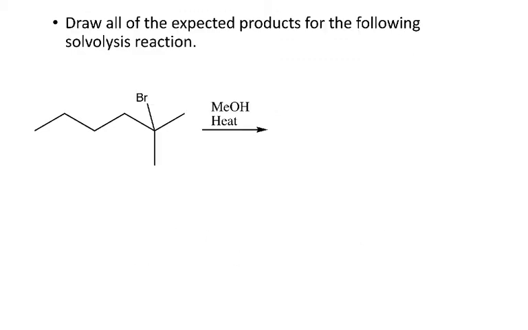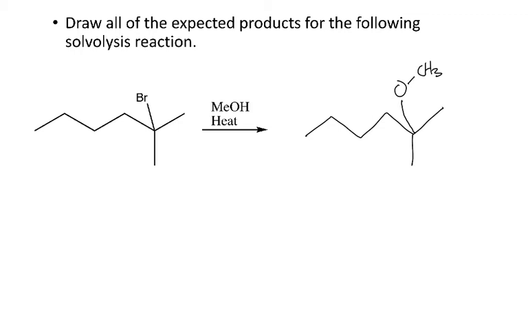Okay, in the last couple examples, we are going to predict all of the possible products from the solvolysis reaction. We need to predict both the products of the SN1 process and an E1 process. So for this compound, let's think about substitution first. In general, unless the alpha carbon is chiral, there's only going to be one substitution product. In this case, we're going to replace the bromine with the oxygen attached to a methyl group. And so our substitution product will be that.